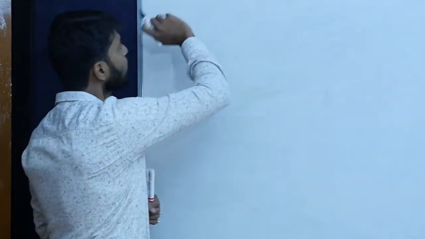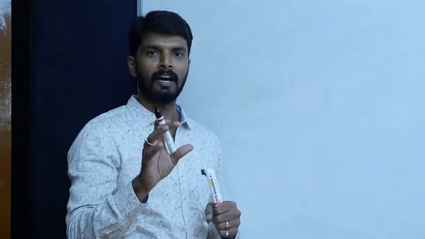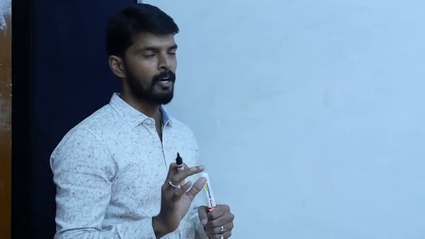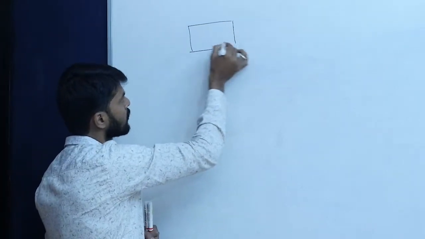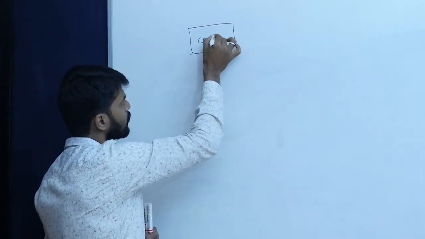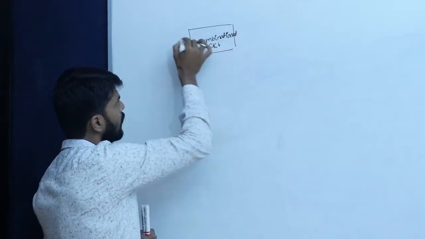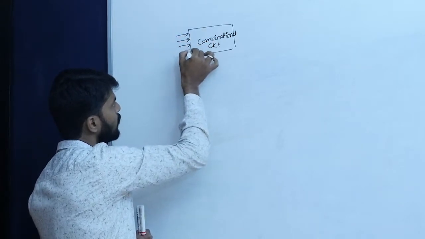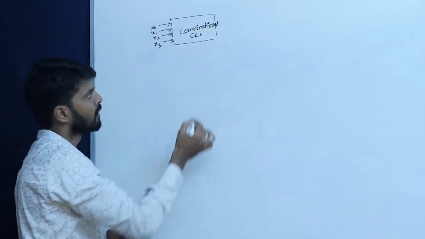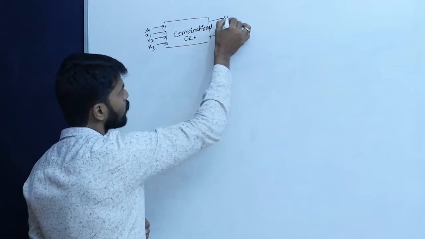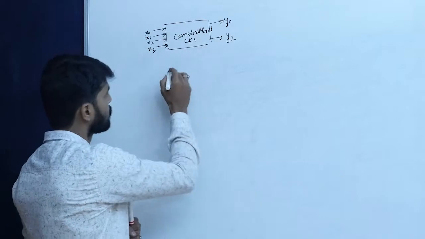So now, how to construct the truth table? We know that if I want to construct any truth table, I should know the problem definition. So now I will make one problem definition. See, this is my combinational circuit, and it has 4 input variables x0, x1, x2 and x3, and 2 outputs, one is y0 and another one is y1. Here I will give the problem specification.